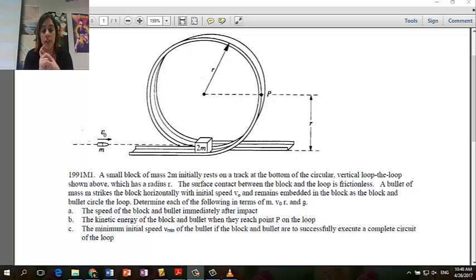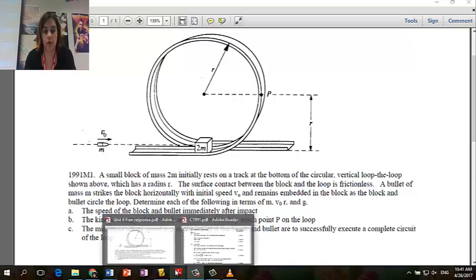The kinetic energy of the block, and showing that work at a point P, so a quarter of the way through the circle. Then having a numerical value that ranges somewhere between 23 and 27 for the initial speed needed for the block and the bullet to make it all the way around the circle. Having the correct units is another point. Okay, so let's take a look at our rubric on finding and saying the unit for this.